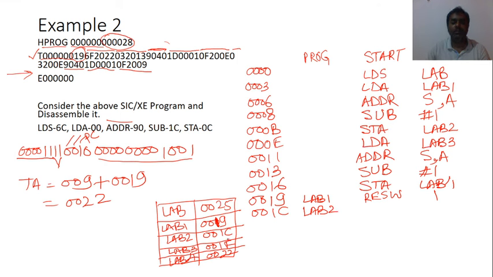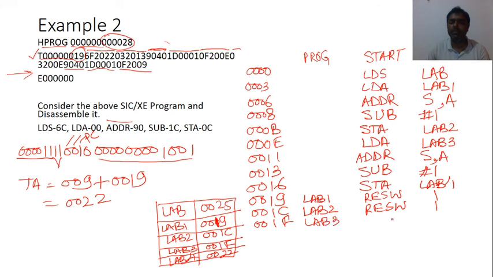Now if I reserve here 3 bytes, then the next address will be 001F, and we can see here at 001F there is a label. So the next address will be 001F, and here it will be reserved byte 3 or reserved word 1. And the next label is at 001F, that is LAB3. So here there is a label LAB3.